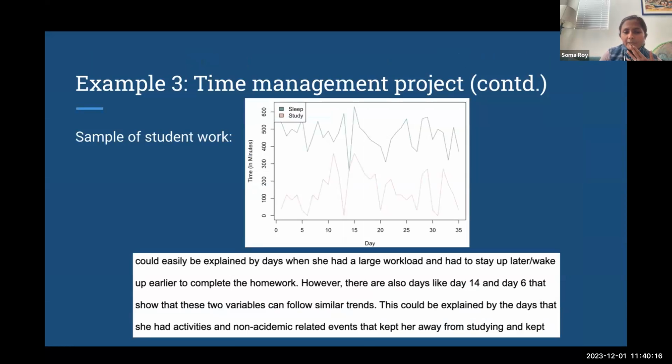So here's a sample of their student work. Here's an example of a graph they might create. This graph is for one student, and they're looking at how their sleep time and study time changed over 35 days, from day 0 to day 35.